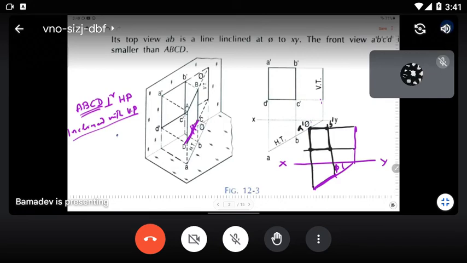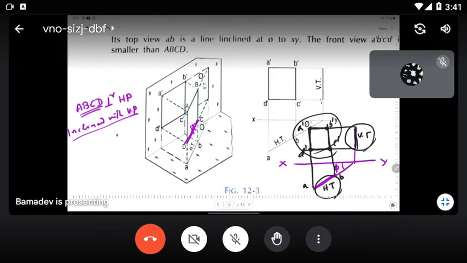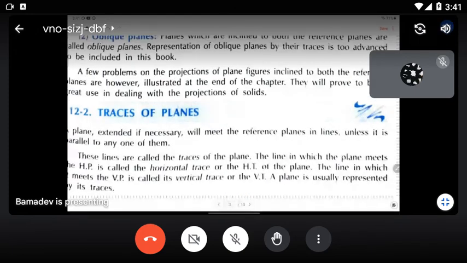So this becomes A dash, B dash, C dash, D dash. This is your vertical trace. This is your horizontal trace. And at the same time, this is also your top view. From the trace only, you are using the trace to draw this front view. Directly, you cannot draw the front view since it is inclined.